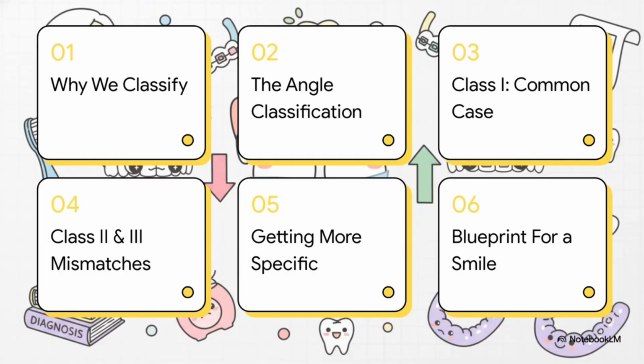First, we'll look at why this system even exists. Then we'll dive into the Angle classification. It's been the gold standard for over 100 years. We'll break down the three main types, see how orthodontics get even more detailed, and then wrap it all up to show how it creates the blueprint for a perfect smile. Okay, let's get into it.